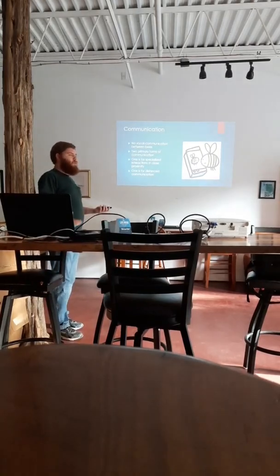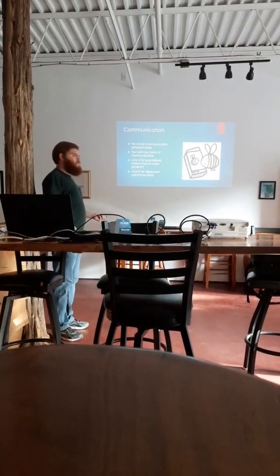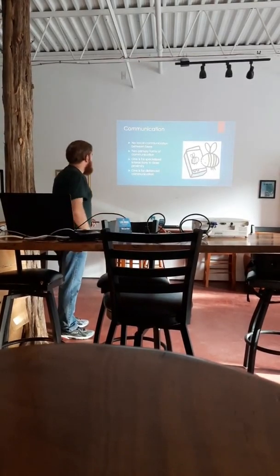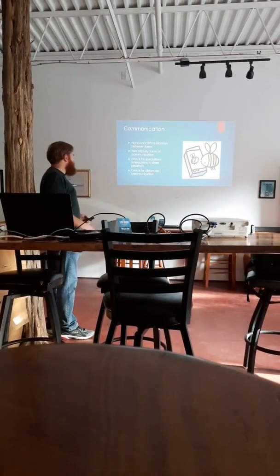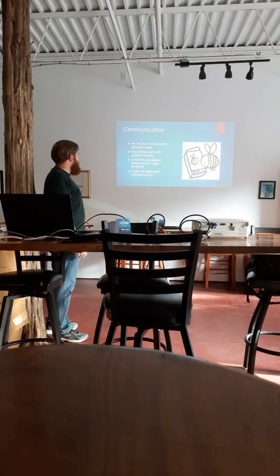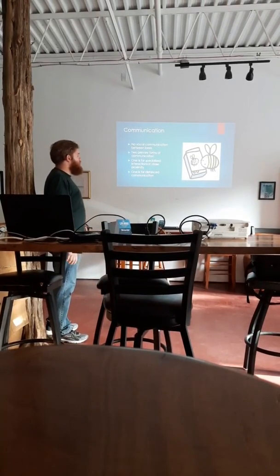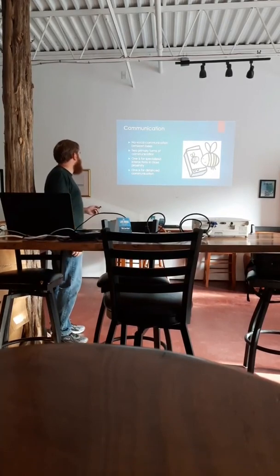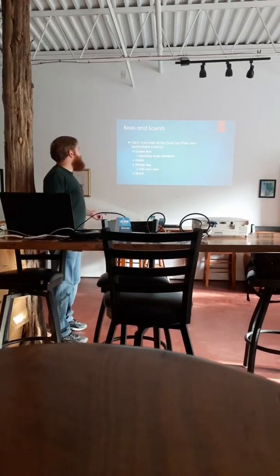Communication. So bees do not talk vocally like you and I. If there were hundreds of us in one dark area trying to talk above each other, it'd be a nightmare. So they have two primary forms. One is for more specialized interactions in close proximity, and the other is for distance communication. So first off, they use pheromones.